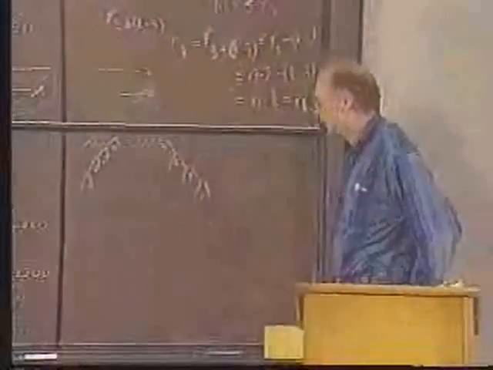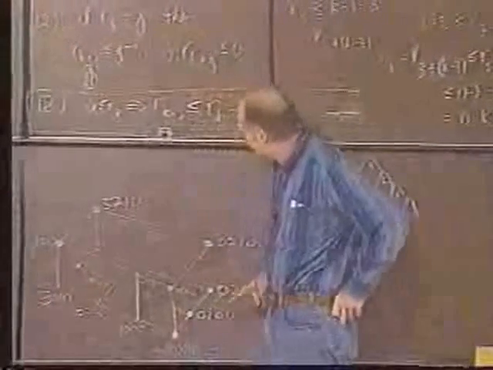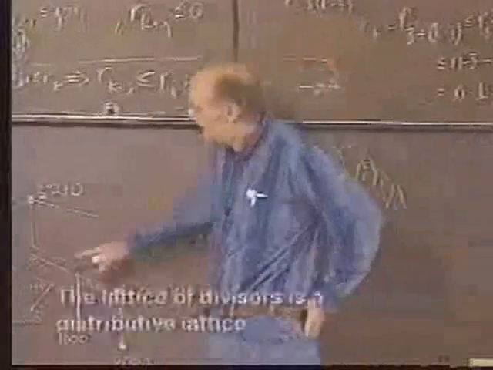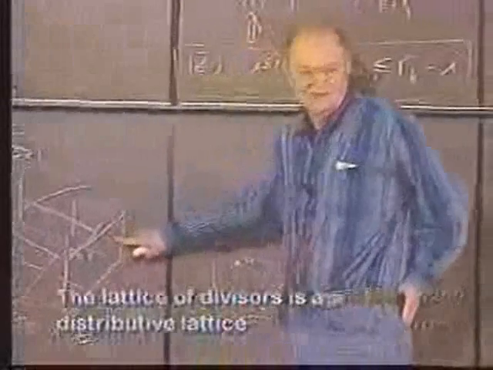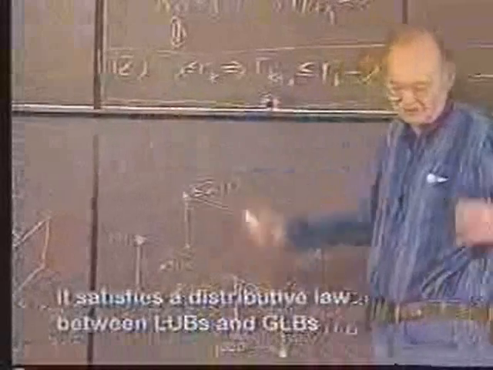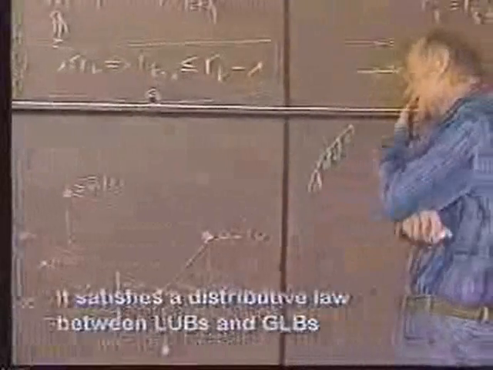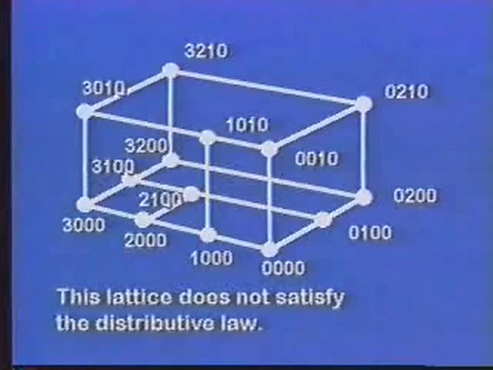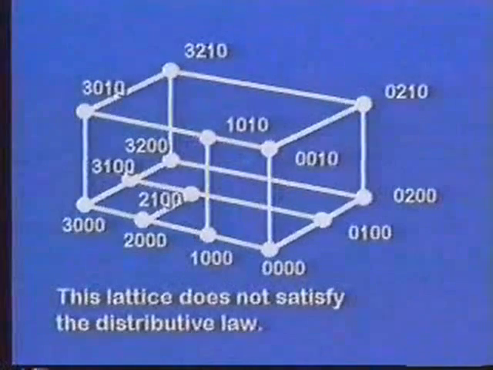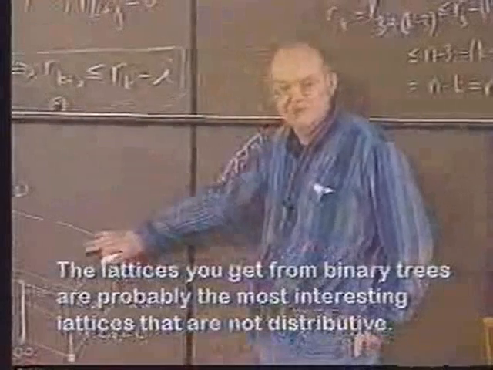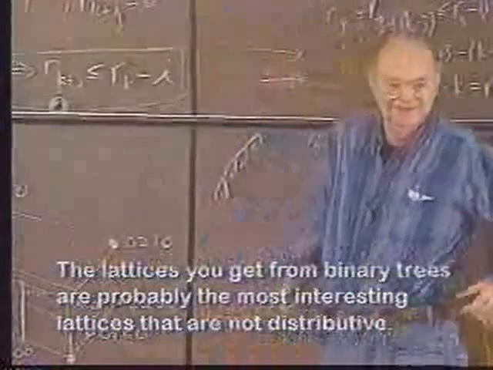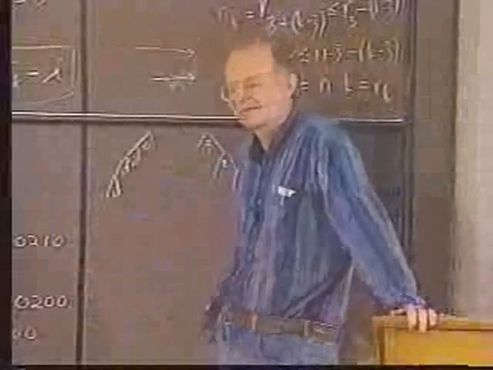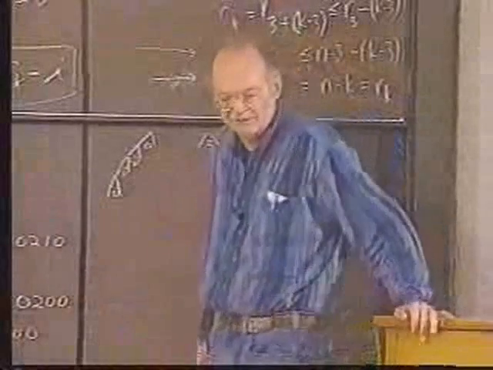Now, this analogy might give you the wrong idea about trees, because the lattice of divisors is a distributive lattice. It satisfies the distributive law between lubs and glbs. But this is not a distributive lattice. This lattice does not satisfy the distributive law between least upper bound and greatest lower bound. In fact, I think that the lattices you get from binary trees are probably the most interesting lattices that are not distributive. For textbook examples, this would be the best of all the non-distributive lattices. This one has the neatest property.